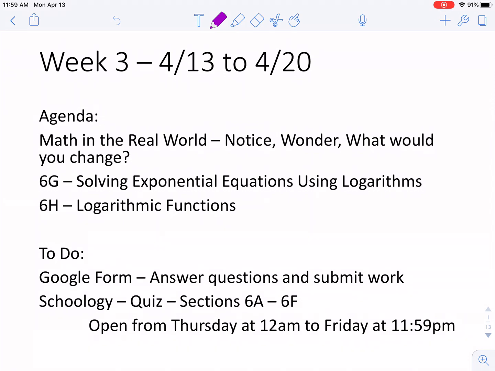Our to-dos this week include the Google form, answering questions and submitting work just like normal. I am going to open a Schoology quiz. It is going to be over section 6A through 6F. Part of it is fill in the blank, part of it is multiple choice.